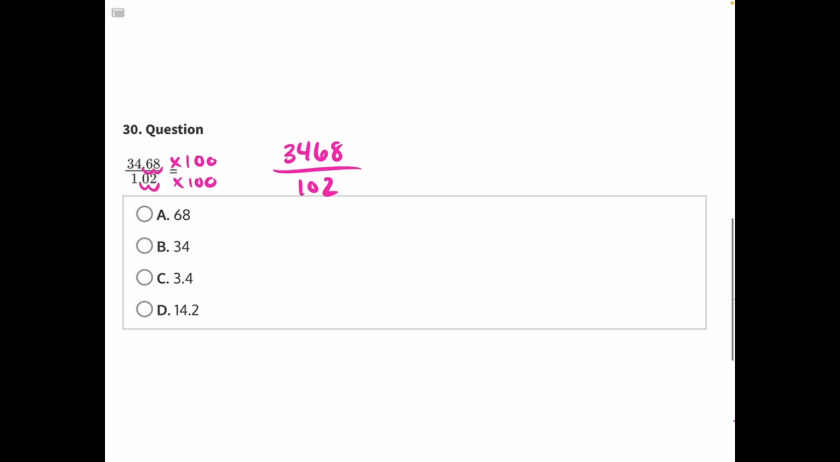Now this next part requires a little bit of pattern recognition. So we're going to split this top number into two different numbers. We're going to split it into 3,060 and 408, and both of those are going to be over 102. And the reason this required pattern recognition is that the number 408 is exactly 4 times 102.